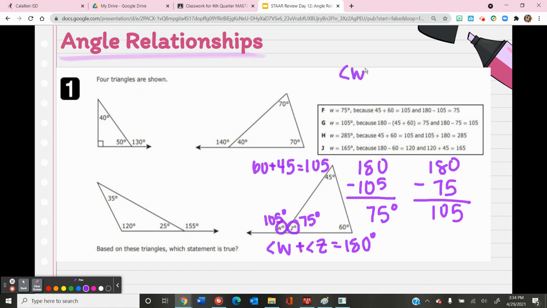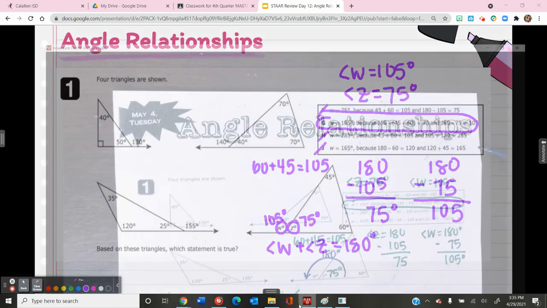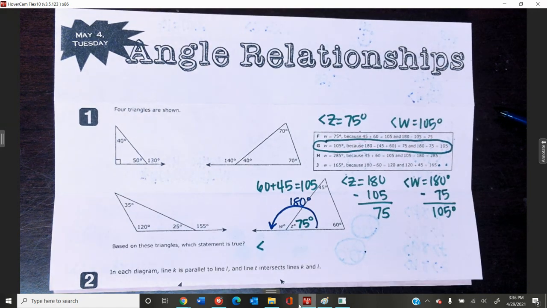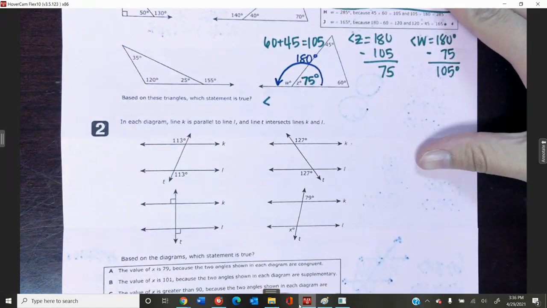So we have angle W equals 105 degrees, and we have angle Z, which equals 75 degrees. So let's see which one is true. It says W equals 75 degrees. That's not true. G, W equals 105 degrees. That's true because 180 minus 45 plus 60 equals 75, and 180 minus 75 equals 105. Here, G is my answer. So now going ahead and looking at your foldable, this is everything you should have written down for number 1. And lastly, we're going to go ahead and look at number 2.